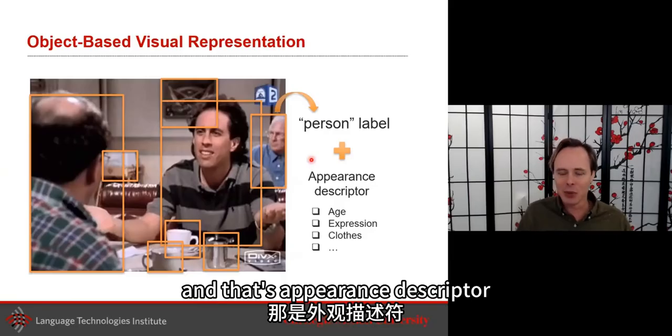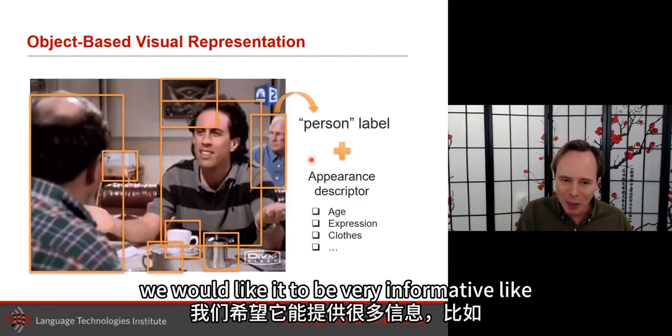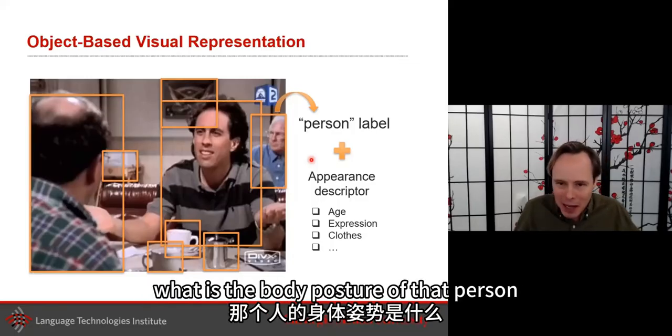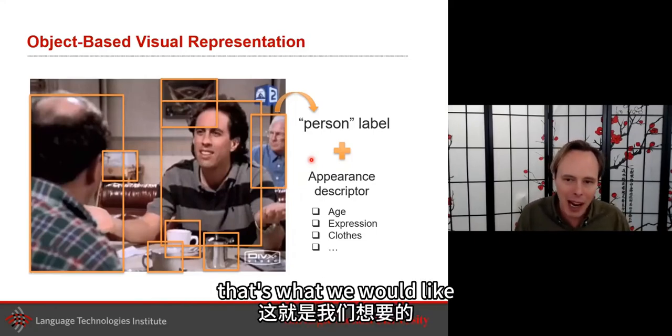And that appearance descriptor, if someone were to do it manually, we would like it to be very informative, like what is the age of the person? What is the facial expression of that person? What is the body posture of that person? What is the clothing of this person? That's what we would like.